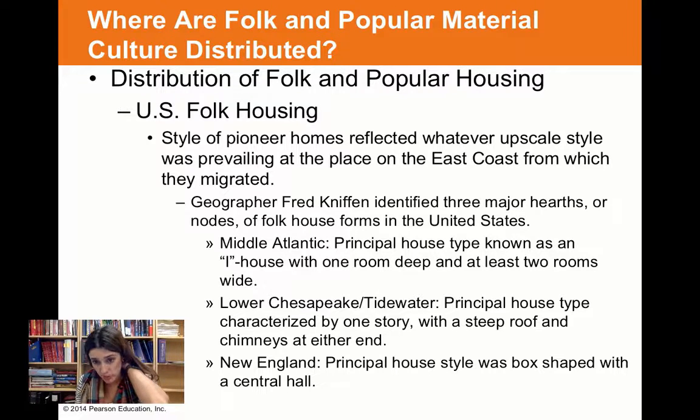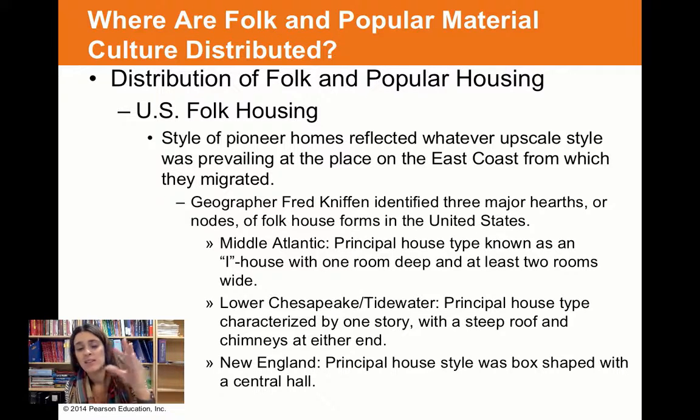In the Lower Chesapeake, the principal house type was characterized by one story with a steep roof and chimneys at either end. I'm sure you can picture what that would look like from movies or paintings that you've seen. And then in New England, the principal house style was a box-shaped house with a central hall. So the hall would run down the middle, and then your rooms would be on either side.